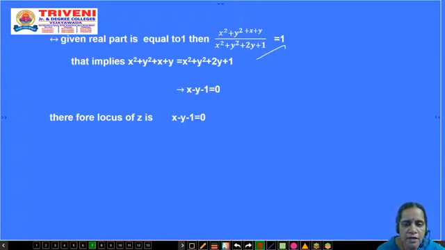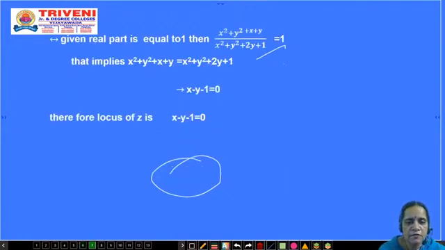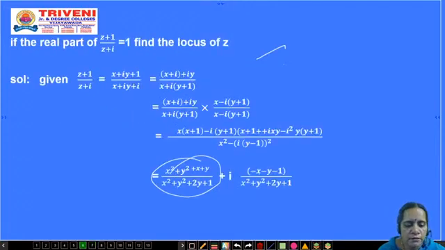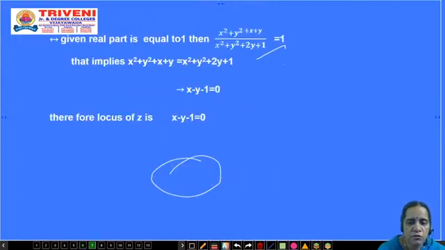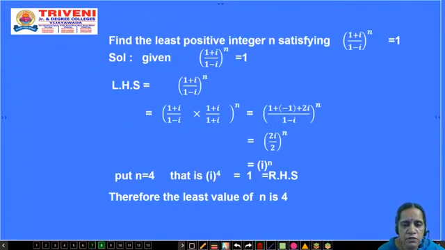Okay, why? Because we have to take it as 1, then this value is equal to 0, then we can get the real part is equal to 1. Pi by 2 means the real part is equal to 1, that's why we are taking the real part is equal to 1. Then the RHS comes to this side, then x square and y square get cancelled here. Then the locus of z is x minus y minus 1 is equal to 0. Then we are going to the next problem.